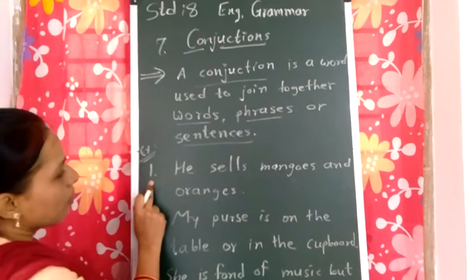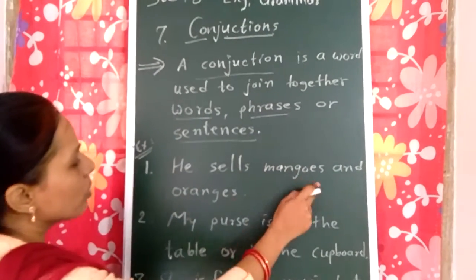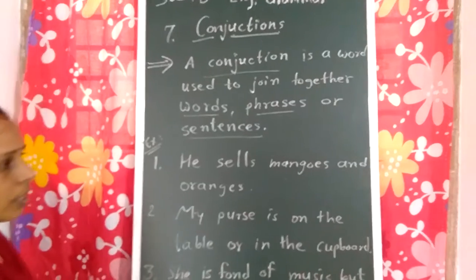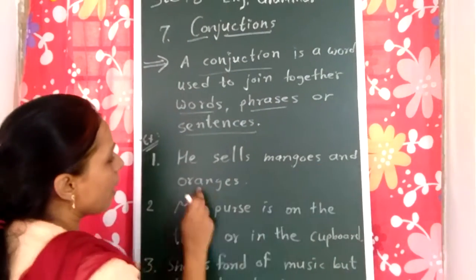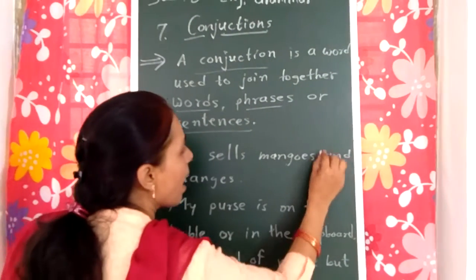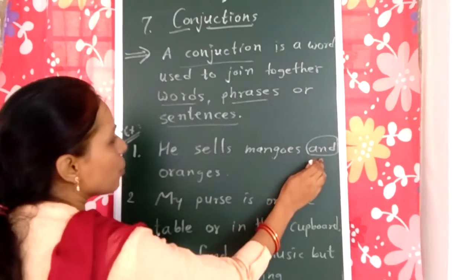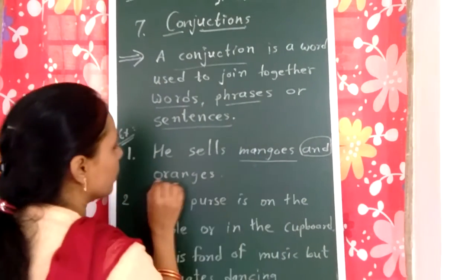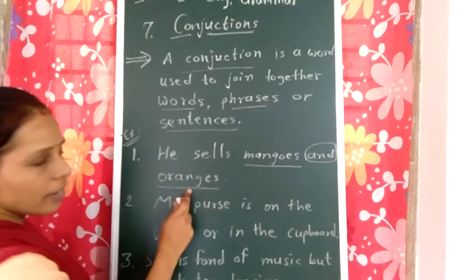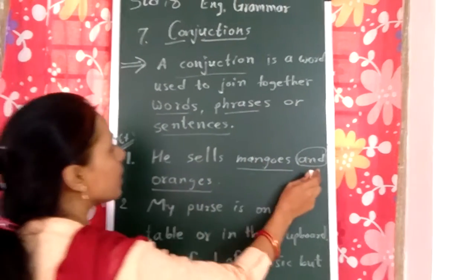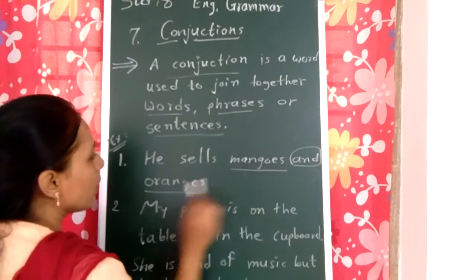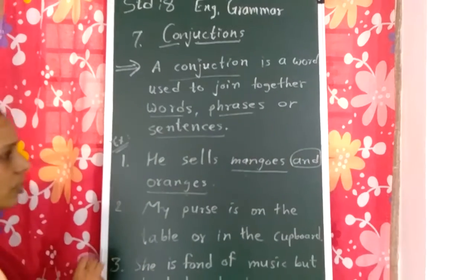See the first example. He sells mangoes and oranges. Here 'and' is a conjunction, right? It joins these two words, mangoes and oranges.